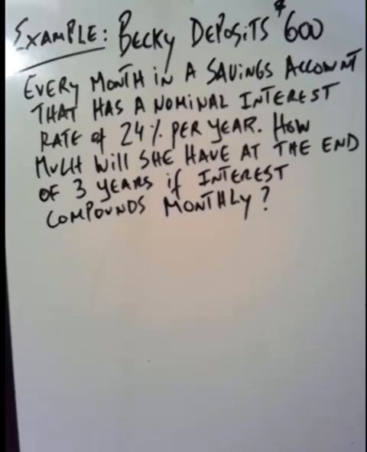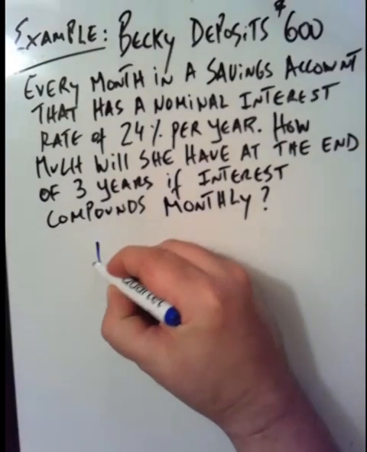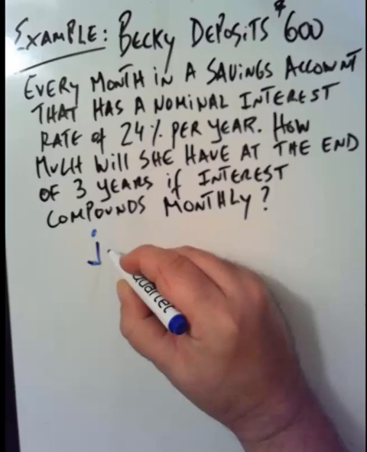Now, let's take this example. Becky deposits $600 every month in a savings account that has a nominal interest rate of 24% per year. How much will she have at the end of 3 years if interest compounds monthly? So the first thing we do in these scenarios is to assess the relationship between the frequency of cash flows and the frequency of interest compounding. Let's start with the interest, so J, for interest compounding.